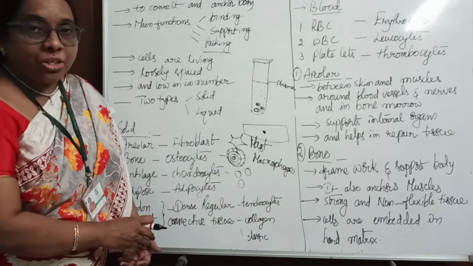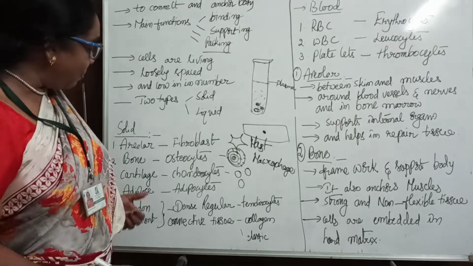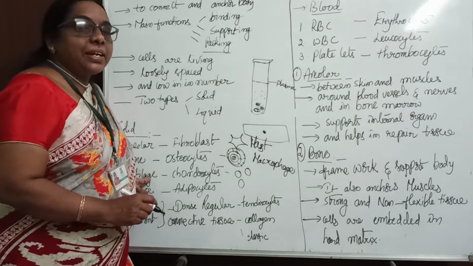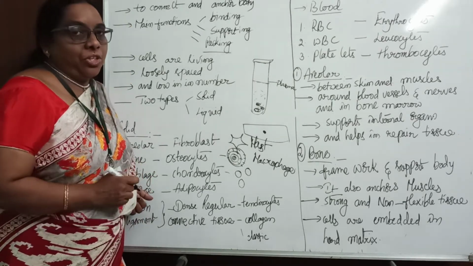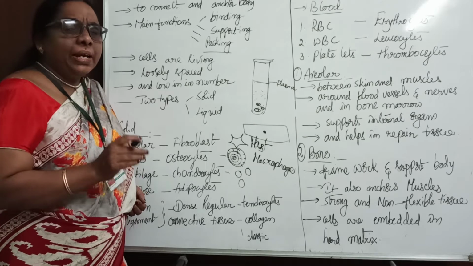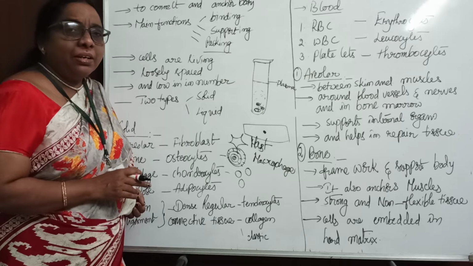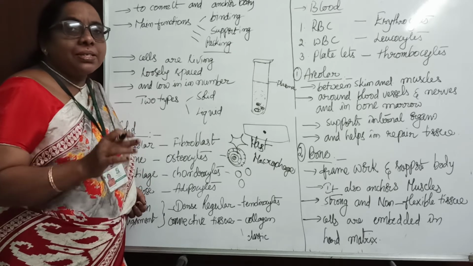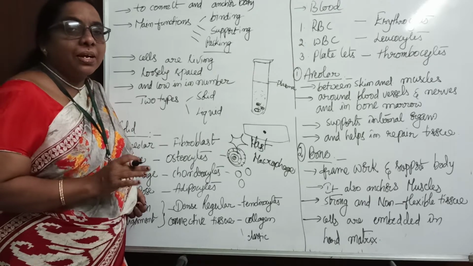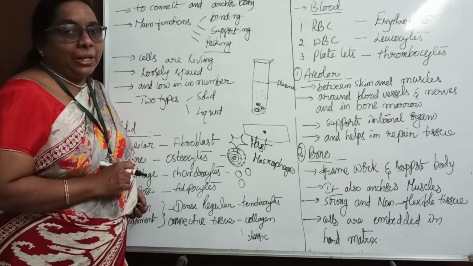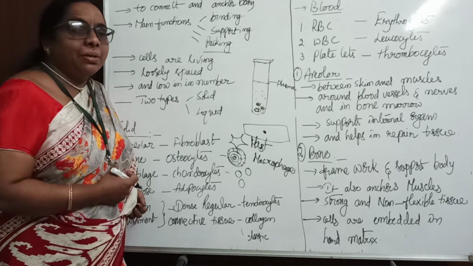That is about areolar tissue. Let me explain about the second tissue, which is called bone tissue. Mostly, how many bones are present in our body? You all know that the skeletal system contains around 206 bones. Actually, what is the main function of these bones?